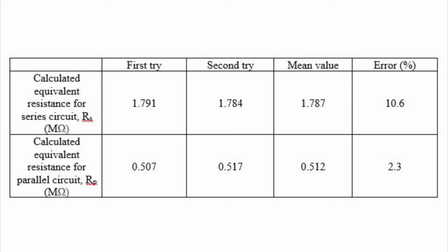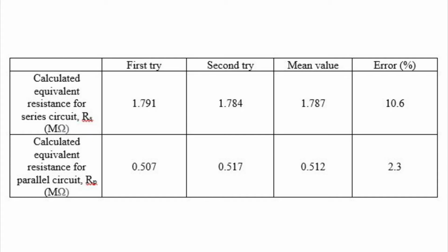The average of the two measurements was 1.787 megaohm for the first circuit where the resistances are in series, and it was 0.512 megaohm for the second circuit where the two resistances are in parallel. The results can be seen on the table. The expected values for the equivalent resistances were calculated before the experiment was conducted. For the first circuit, the equivalent resistance was calculated and expected to be 2 megaohms, and it was expected to be 0.5 megaohms for the second circuit.